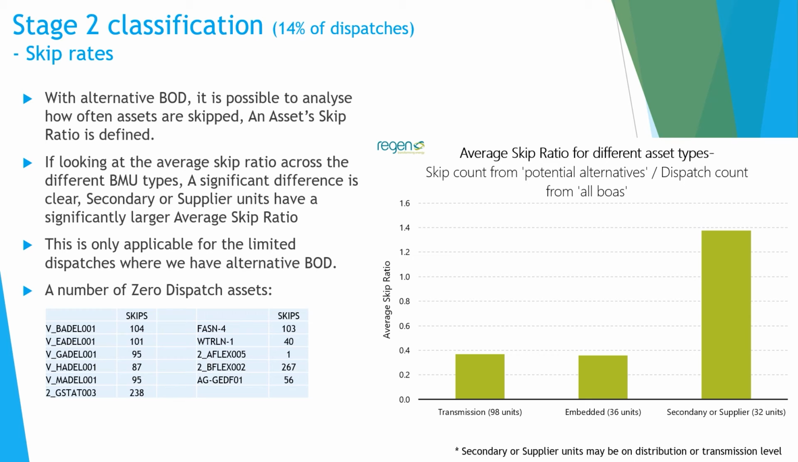So a clear difference here. And then, as well as this, I've identified a number of zero dispatch assets. So this list here, assets which are almost all of them secondary or supplier units, denoted by this V or the 2, being skipped but never dispatched.